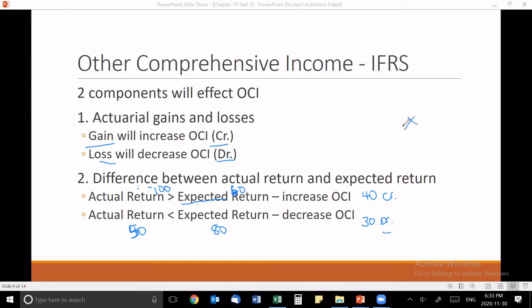These 2 components together, the actuarial gains and losses and the difference between actual and expected, you can take the sum of both of these and do one journal entry for your OCI. Okay, so if you have an actuarial gain of 20 and it's going to be a credit, you would add that to the credit of 40, and then you would do a credit of 60. But if you have a credit of 20 here and a debit of 30 down here, then overall you're going to have a debit of 10. Okay. So let me show you what the journal entries look like.